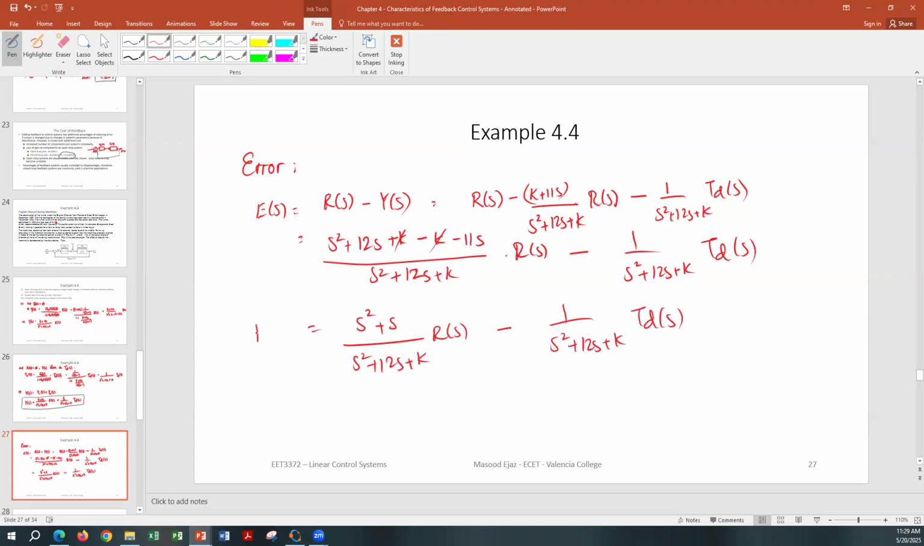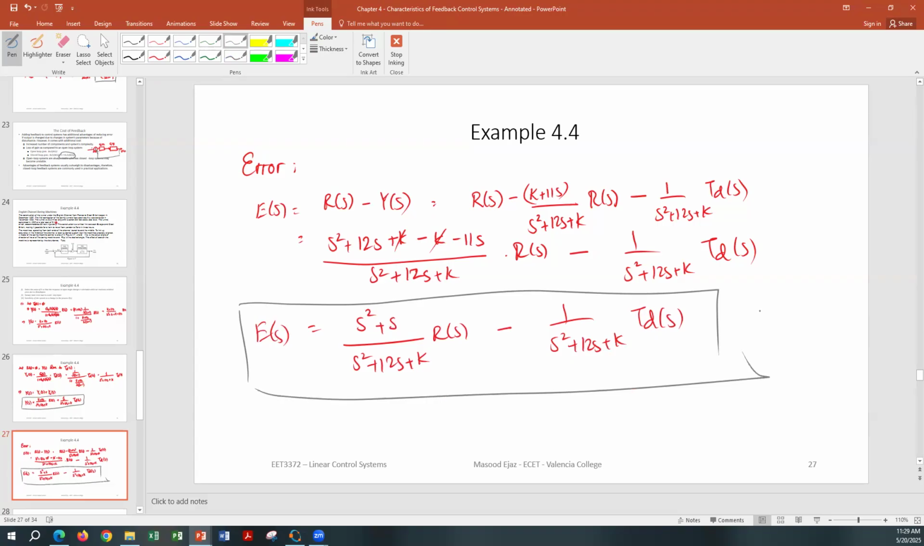And that's the tracking error expression because of both the input and the disturbance. So we can.